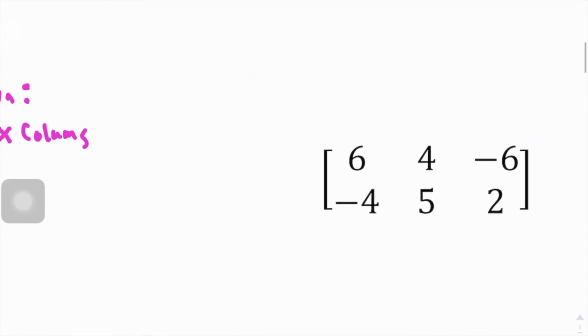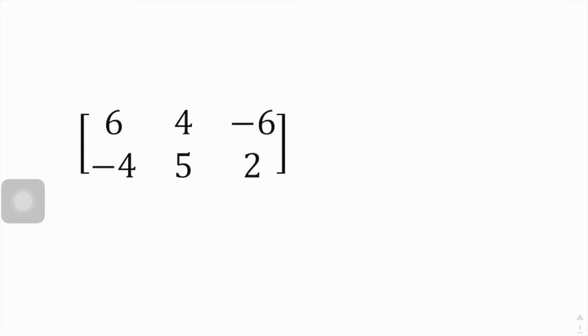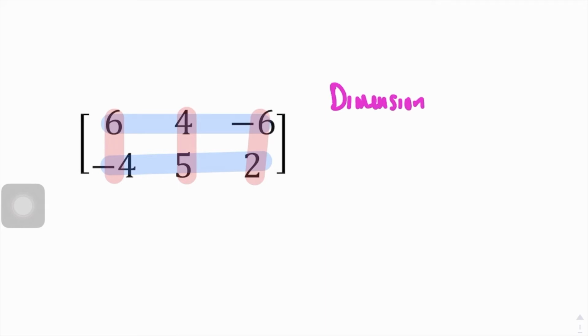So when I take a look at an example that's complete here, we can see that we have two rows. Here's my first row, here's my second row, and we have three columns. So 1, 2, 3. Okay, so that means that the dimensions are a 2 by 3. 2 rows, 3 columns.